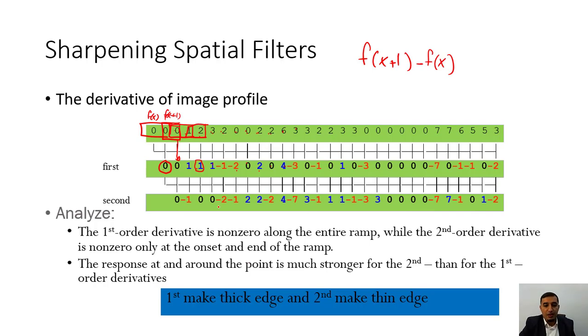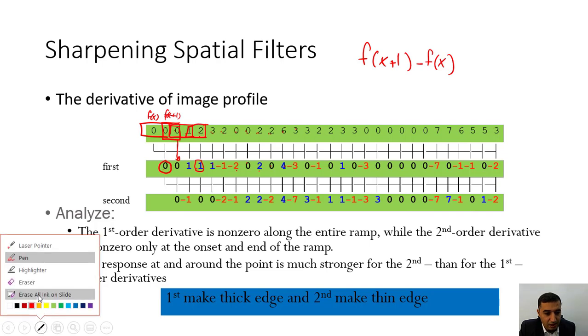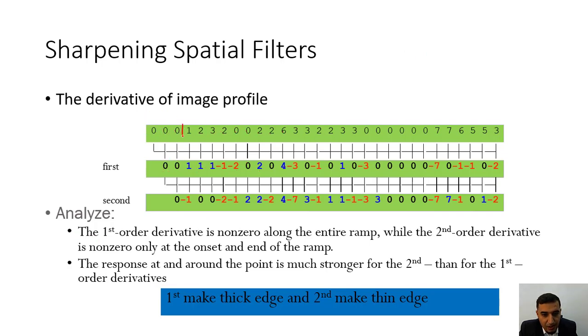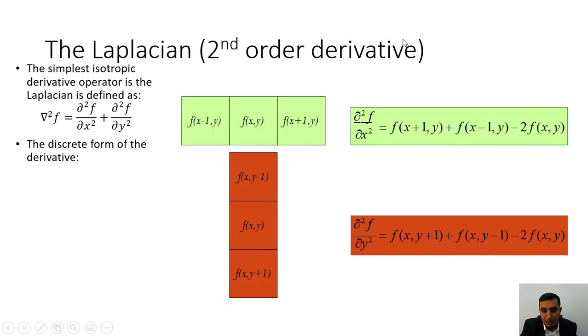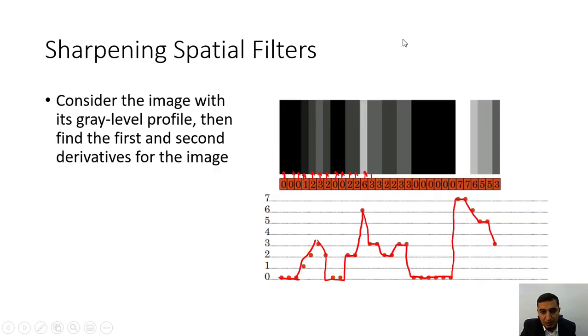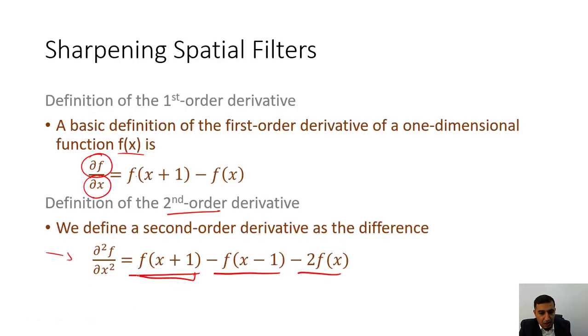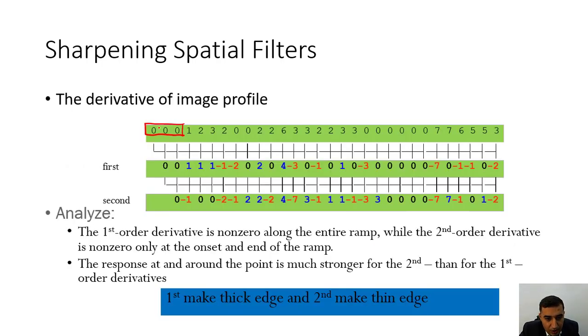For the second derivative, we are going to take a different approach. We are going to take 3 pixels. And our function is basically f of x plus 1 minus f of x minus 1 minus 2 f of x. So if I do this for this pixel, f of x plus 1 minus f of x minus 1 minus 2 f of x. We apply this and we get our output like this.